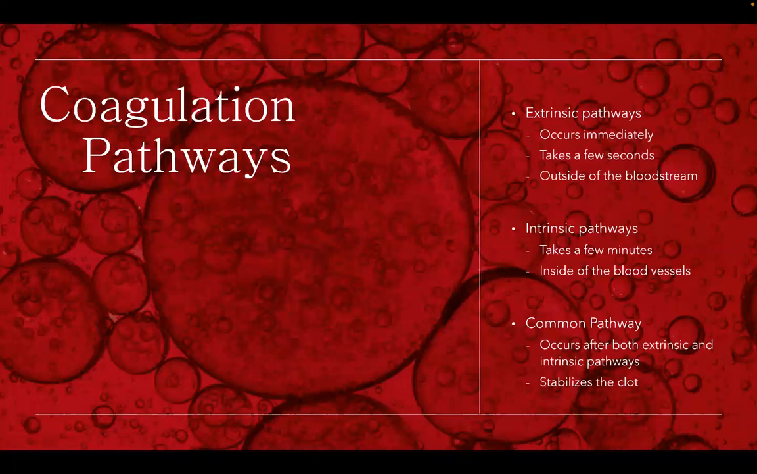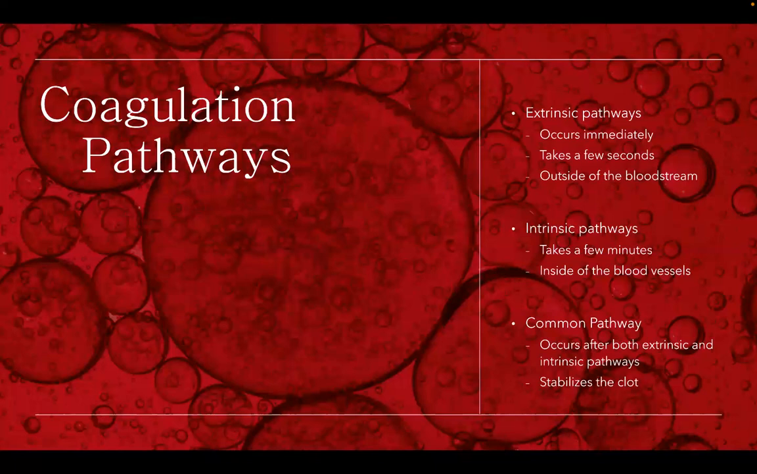Once one of those pathways is finished, they both lead to the common pathway. That's the third one down here at the bottom. This is where the fibrin produces and seals off the affected blood vessel. Once this has been done, prothrombinase is converted to thrombin, which then converts fibrinogen, which we mentioned before being incredibly important when it comes to blood clotting. The fibrinogen is then converted to fibrin strands that help stabilize the clot.